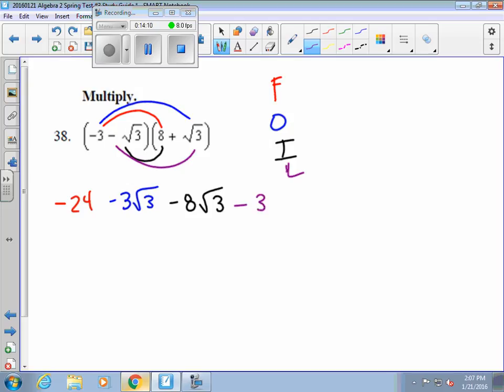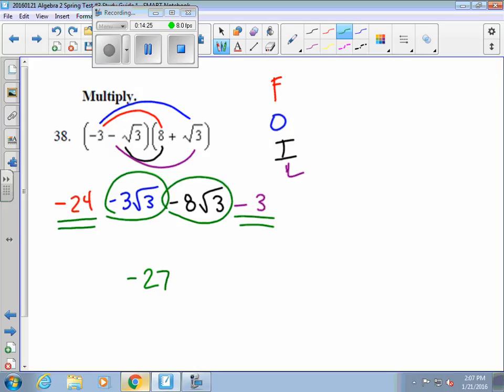So now at this point, just combine the like terms. Your like terms here are your constants. This one, -24 and -3. When you put those two together, you get -27. And your radical terms, -3 square root of 3 and -8 square root of 3. Since they have the same radical, you can say -3 minus 8, which is -11 square root of 3. And this is the simplified version of that when you FOIL those two radical binomials by each other.